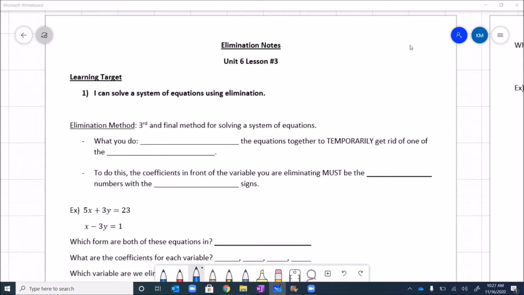What you do is you add the equations together to temporarily get rid of one of the variables. Okay, that's simply put. To do this, the coefficients in front of the variables you are eliminating must be the same number with opposite signs.